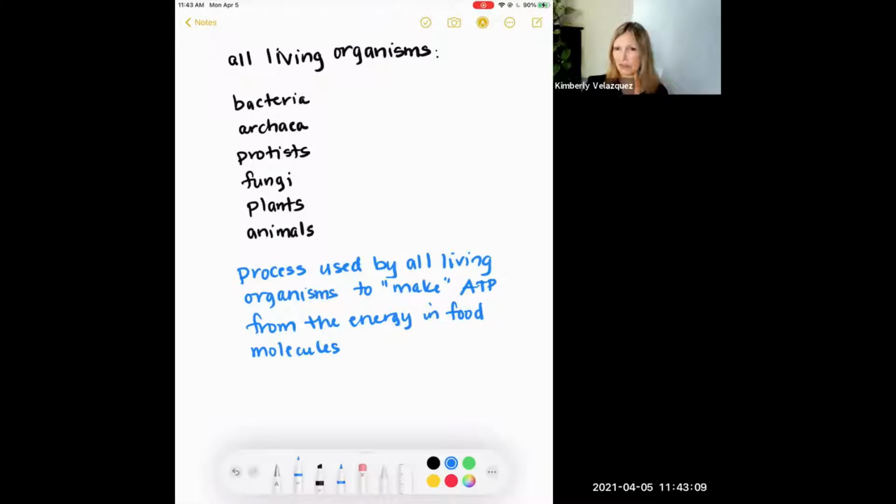Also important to realize what it means when we say make ATP. And we talked about that in the energy lecture, but I'm going to remind you of that again in a minute. Who on this list carries out photosynthesis?